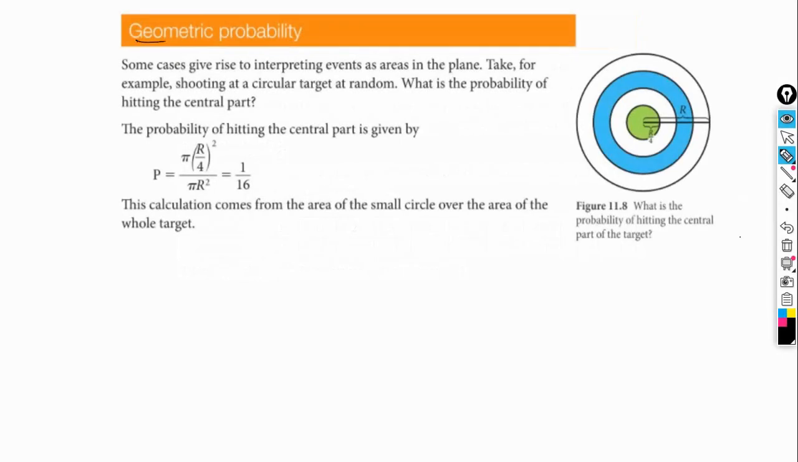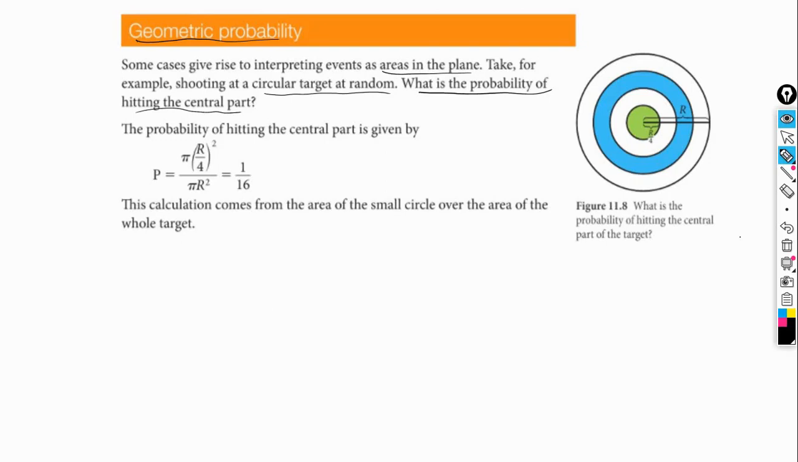So now let's take a look at geometric probability. Some cases give rise to interpreting events as areas in the plane. Take, for example, shooting at a circular target at random. What is the probability of hitting the central part?